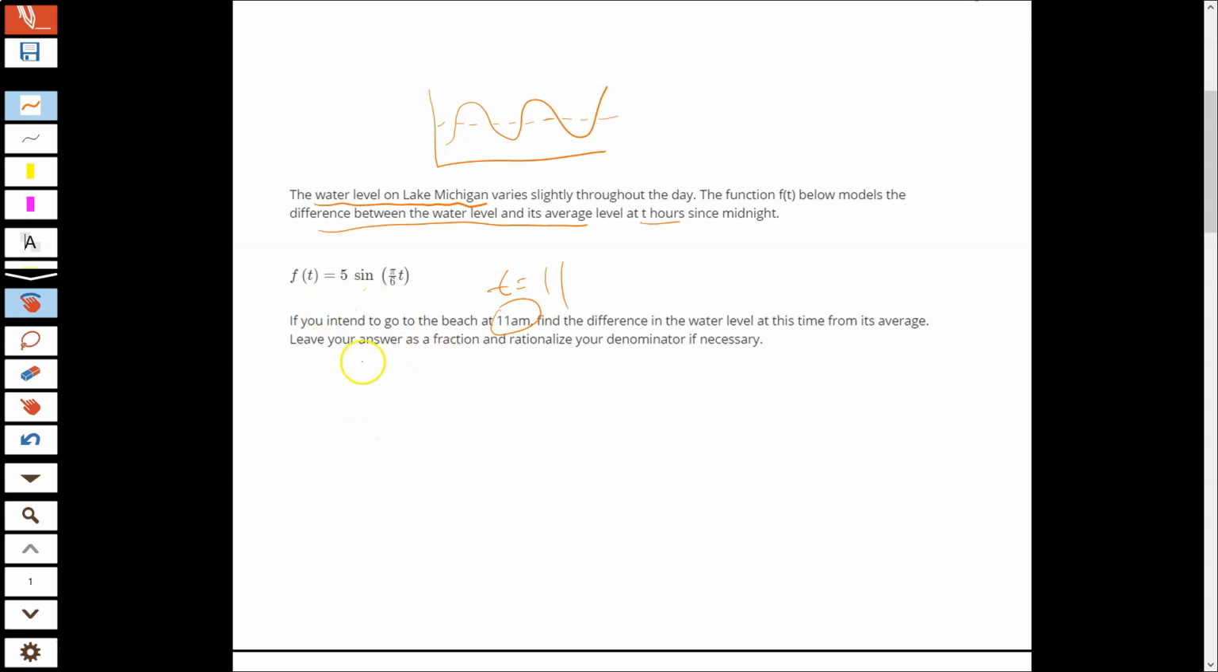And this one, it says leave my answer as a fraction and rationalize if necessary. So here we're going to be in exact terms is what this means.